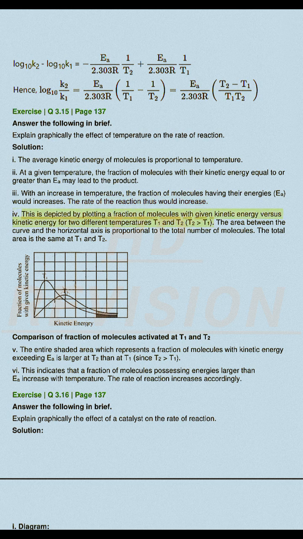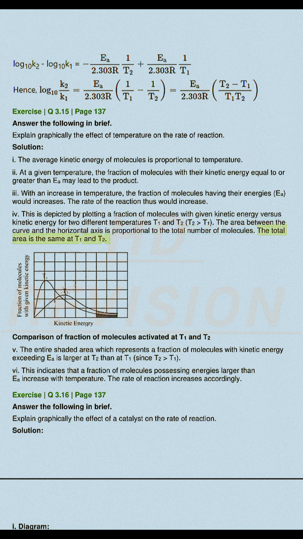This is depicted by plotting the fraction of molecules with given kinetic energy versus kinetic energy for two different temperatures T1 and T2, T2 greater than T1. The area between the curve and the horizontal axis is proportional to the total number of molecules.